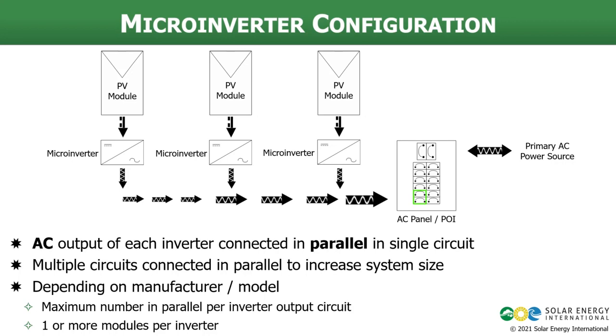Microinverters are typically limited to a certain number in parallel per circuit. That would be either in the installation manual or on the data sheet, the specification sheet. And typically with these kinds of things, you're going to have one or more modules connected to each inverter. So 1 or 2 is most common. There could be more depending on the equipment.